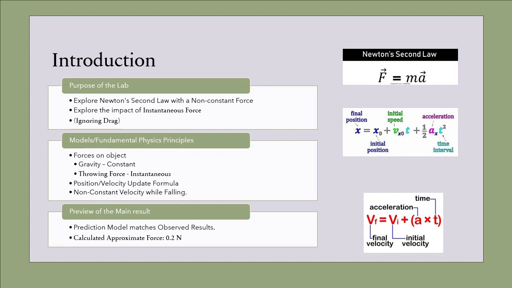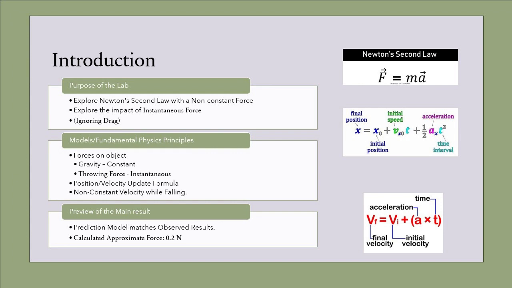The models and fundamental physics principles that will be studied in this lab are the following. Firstly, forces on objects. Gravity will be studied, which will be constant, and the throwing force will be studied, which will be an instantaneous, therefore non-constant force. We will also be using the position velocity update formula, as well as considering a non-constant velocity while falling.